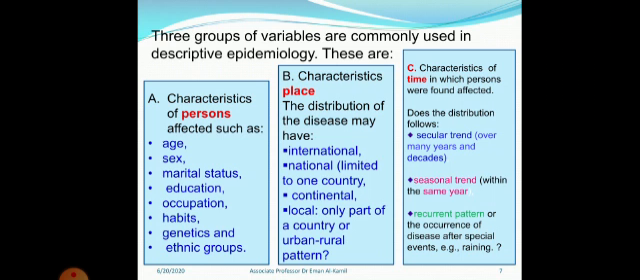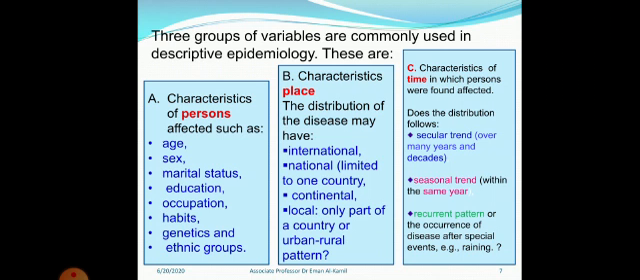Also, the characteristic of place, the distribution of the disease regarding the place, whether it is an international or global occurrence of the disease, or national, where it is limited to one state or one country, or continental, or local in a certain area in a certain country, or urban-rural distribution. So this is how we are going to describe the distribution of the disease according to the place.